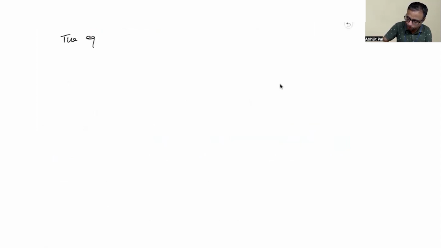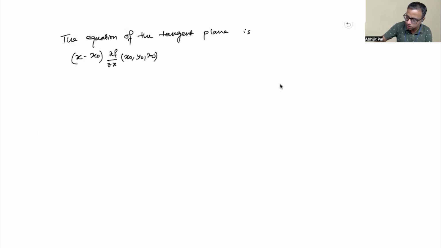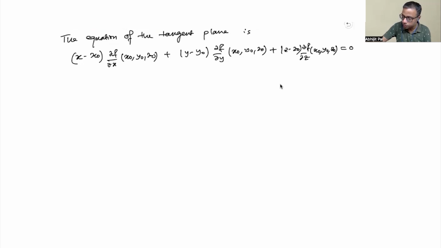So the equation of the tangent plane is the following: (x minus x naught) multiplied by del f del x at the point (x naught, y naught, z naught), plus (y minus y naught) del f del y at the point (x naught, y naught, z naught), plus (z minus z naught) times del f del z at (x naught, y naught, z naught). So this is equal to 0. This is the equation of the tangent plane at the point (x naught, y naught, z naught).